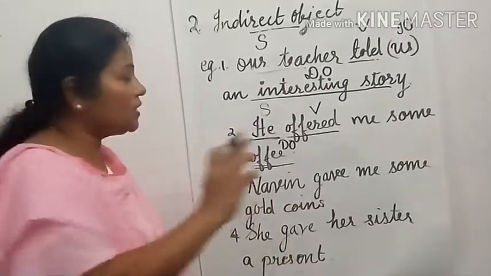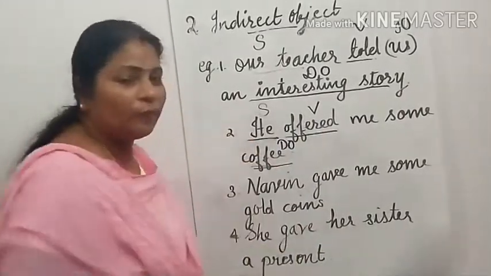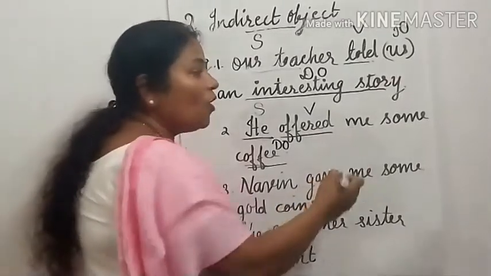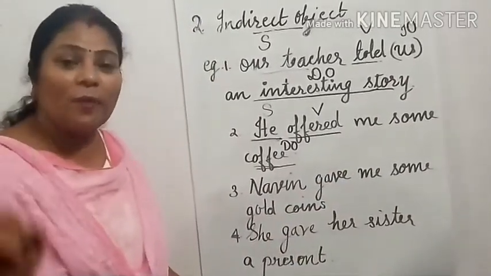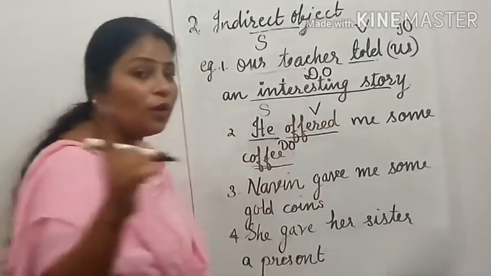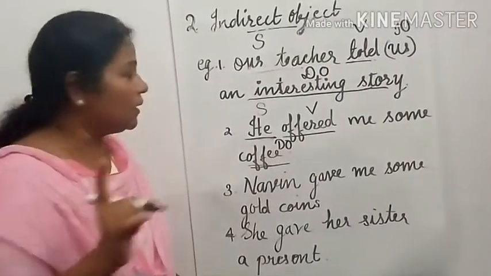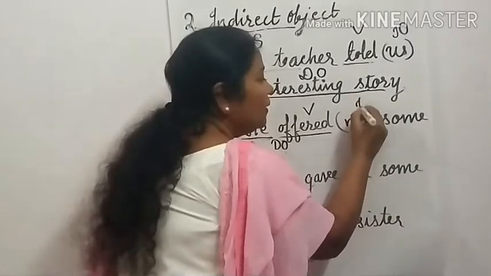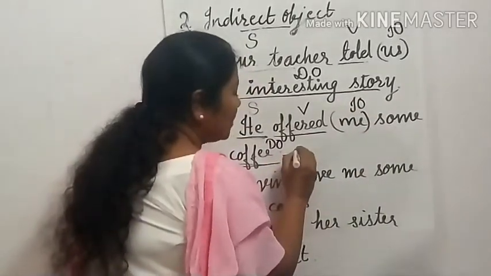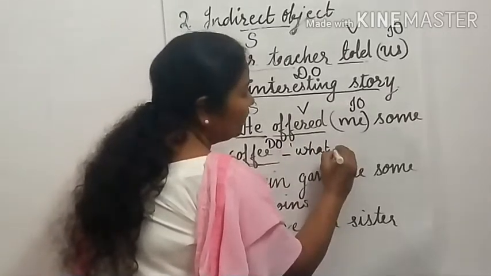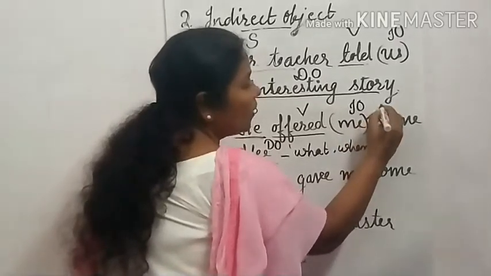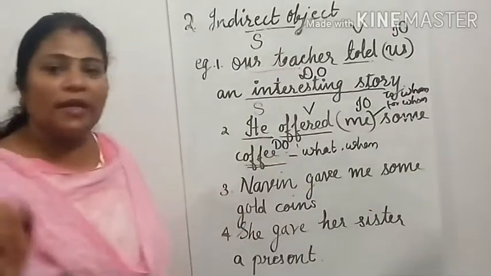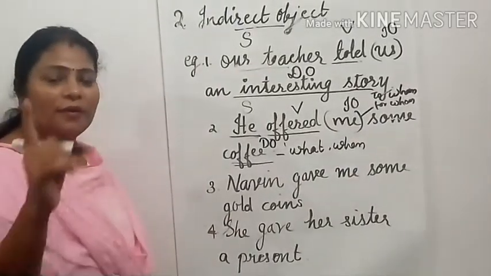Now we want to find out indirect object. What's our question? Yes, for whom? To whom? For whom? The answer to whom becomes our indirect object. He offered whom? To whom was the coffee given? Me. So me becomes indirect object. Here we have to ask the question what or whom for the direct object, and here we have to ask the question to whom or for whom, and we get the answer that becomes indirect object.